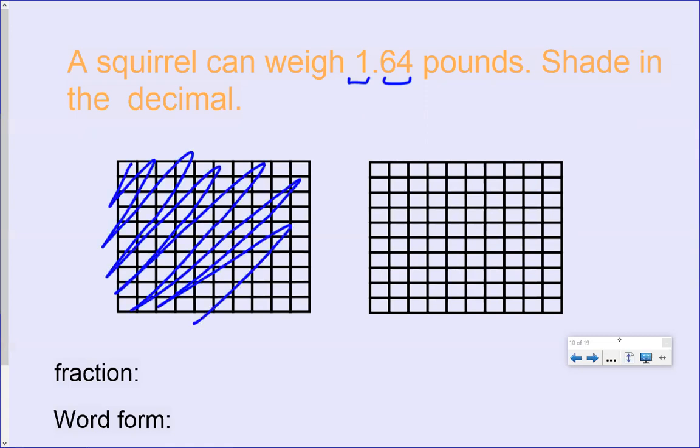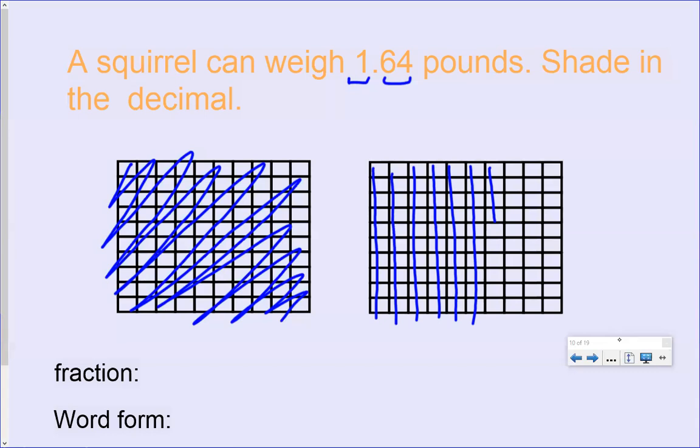To save time, I'm going to be lazy and do it that way. Okay? And then you shade in 64 squares on the other one. John, that is perfect. That picture matches exactly what it says. 1 whole pound, 1 whole grid. 64 hundredths of another one, 64 hundredths right here. So even though my whole number is only 1, I would have to show that with 2 grids.